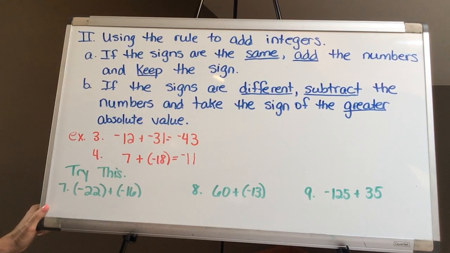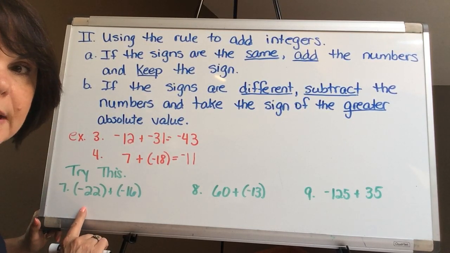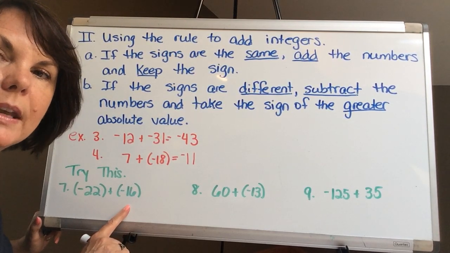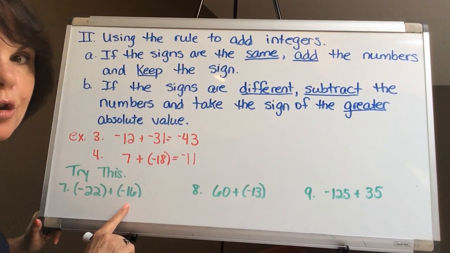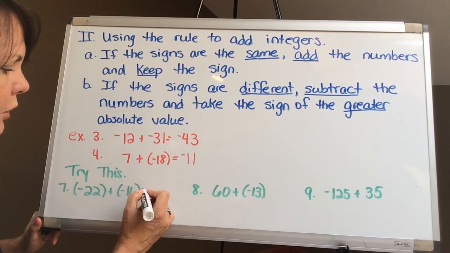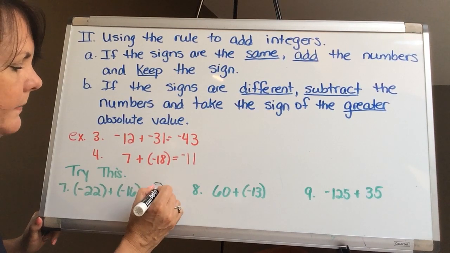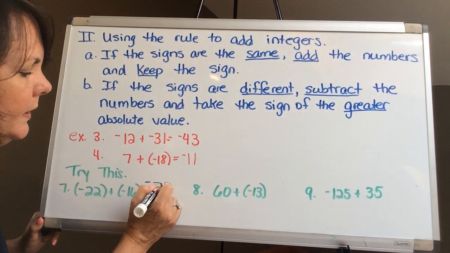Let's try a couple. -22 plus -16. If you take a look here, I'm going 22 units to the left, and then 16 more units to the left. I'm going in the same direction. 22 red, 16 red, no 0 pairs. So you're going to add these numbers, which gives me 38, and keep the sign, -38.